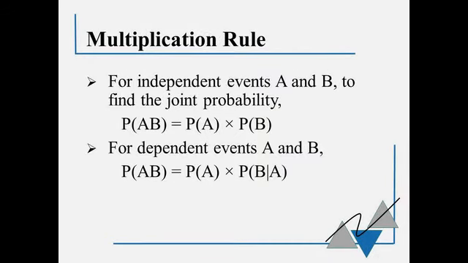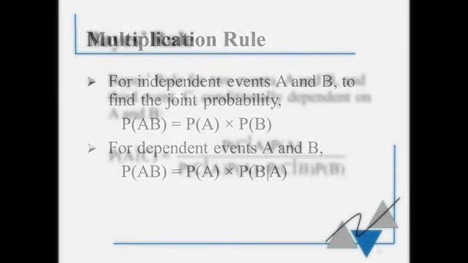The multiplication rule helps us find these joint probabilities. If they're independent, it's the probability of A times the probability of B. If they're dependent events, then that joint probability, the probability of A and B, is equal to the probability of A times the probability of B given that A has already occurred.